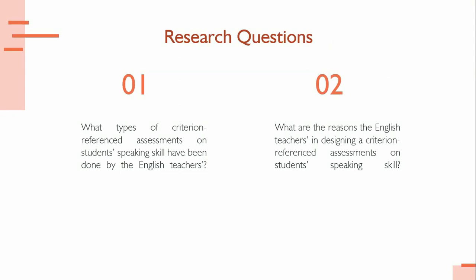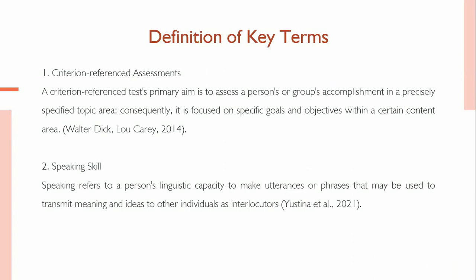Research questions. The first question is, what types of criterion-referenced assessments on student speaking skill have been done by the English teachers? And the second question is, what are the reasons the English teachers design criterion-referenced assessments on student speaking skill? Definition of key terms.